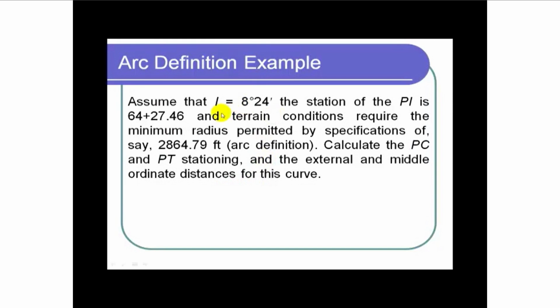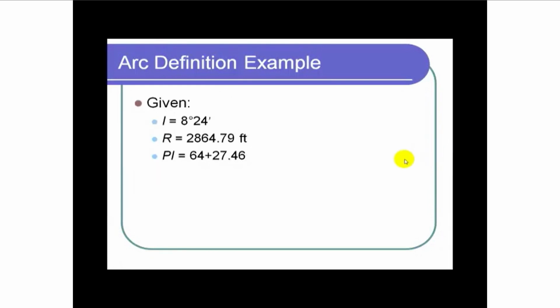In this example, we've got an intersection angle of 8 degrees, 24 minutes. The PI is at 64+27.46. The minimum radius of the curve is given by 2,864.79 feet, arc definition. And what I need to do is compute all the components of the curve, including the PC and PT. So here's my given.